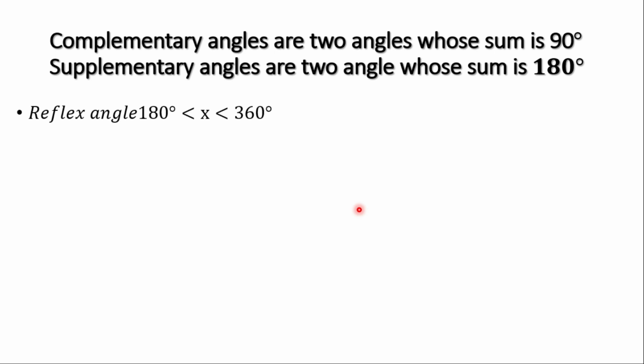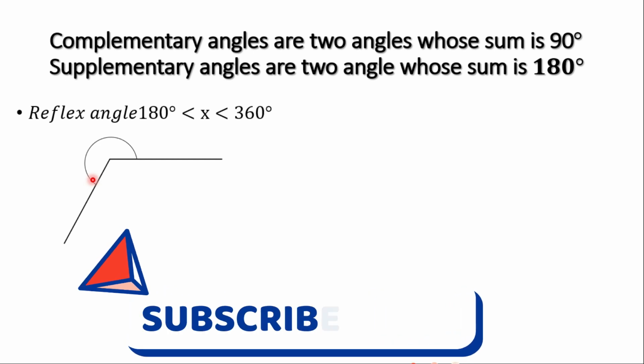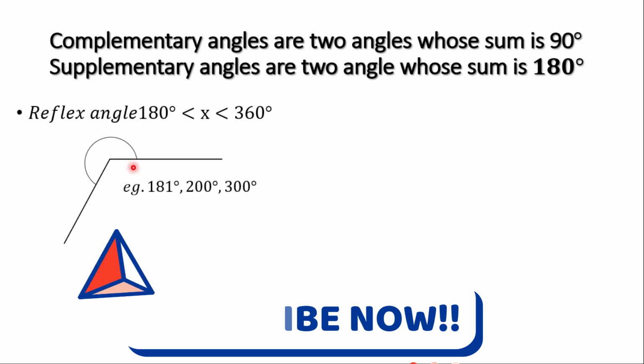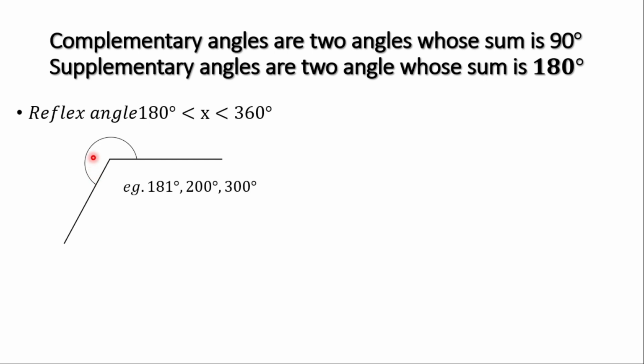This type of angle falls between 180 degrees and 360 degrees. So if I have 181, 182 up to 359, they are all reflex angles. This is an example. The angle formed over here is a reflex angle. It means that we have an obtuse angle formed inside here. It can be an acute angle also formed inside it. But the focus is on the reflex angles. If that angle lies between 180 and 360, we refer to it as a reflex angle. Examples are 181, 200 and 300 degrees.